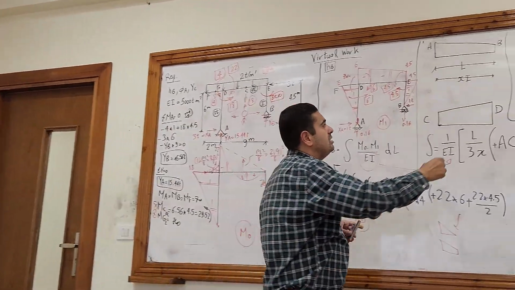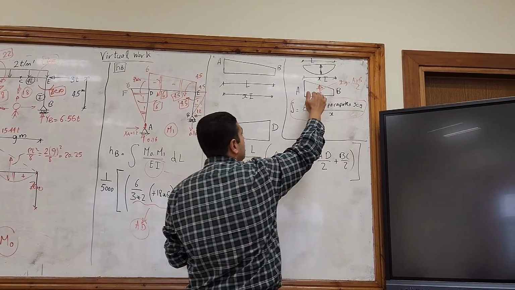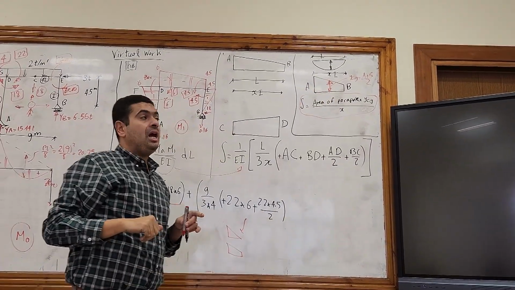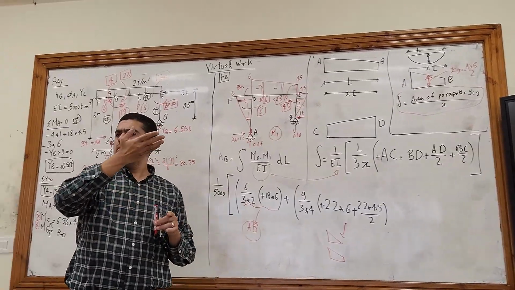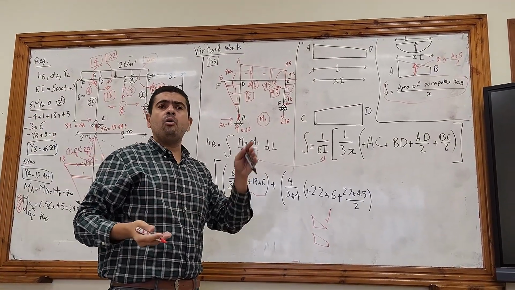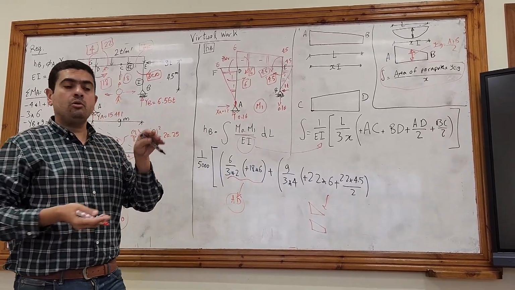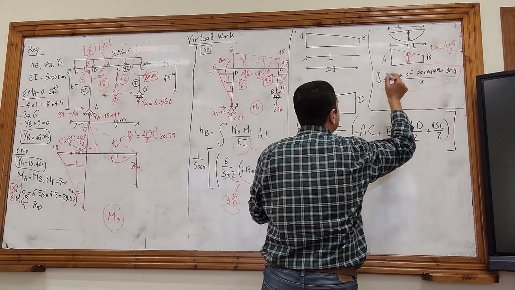What about YCG here? Is it upwards or downwards? YCG here is upwards, right? And the parabola is downwards because it's subtracted. So are they in the same direction or different directions? They are in different directions, so the sign here will be negative.